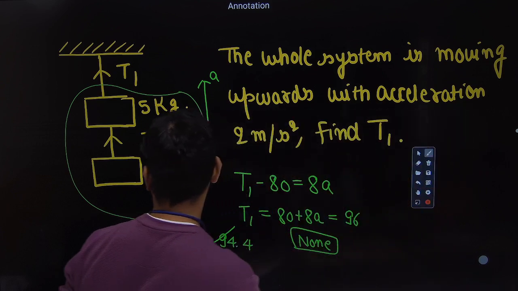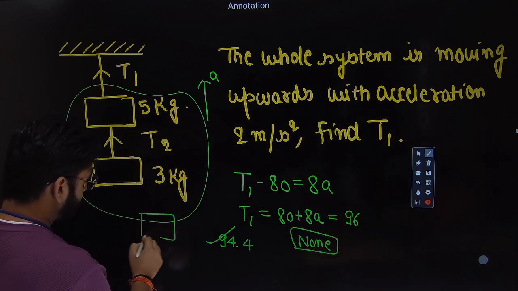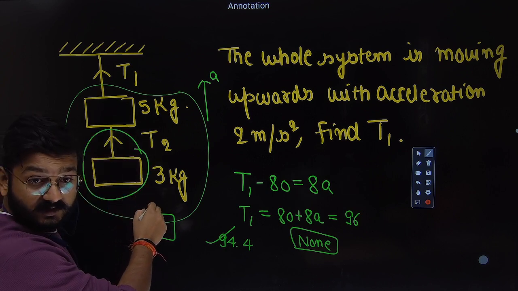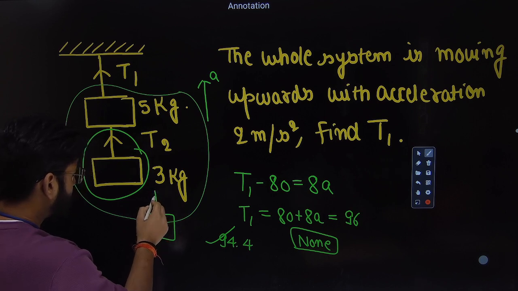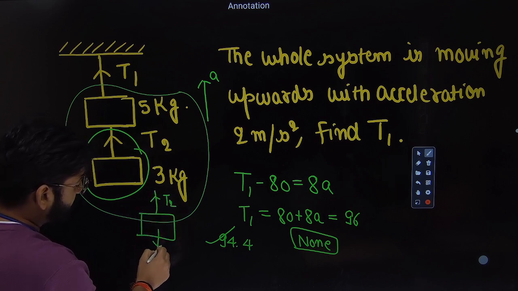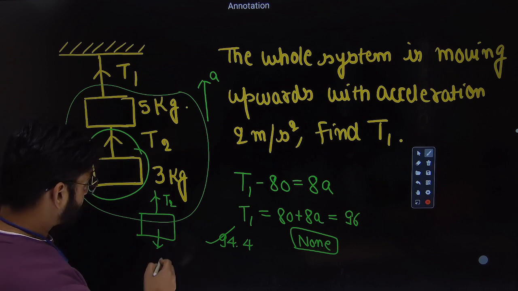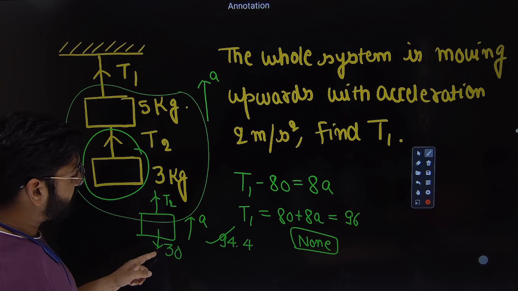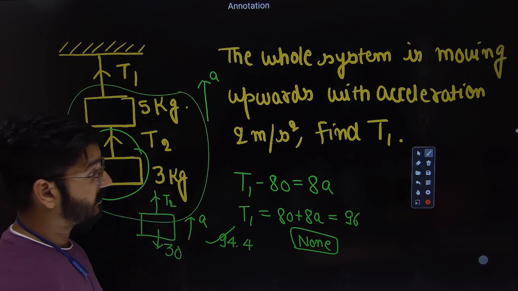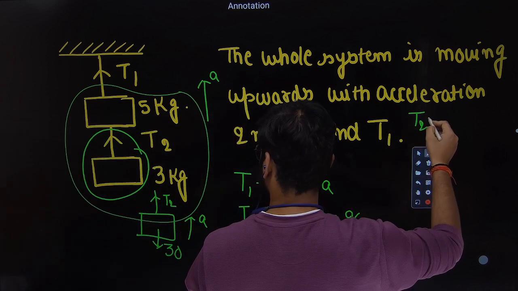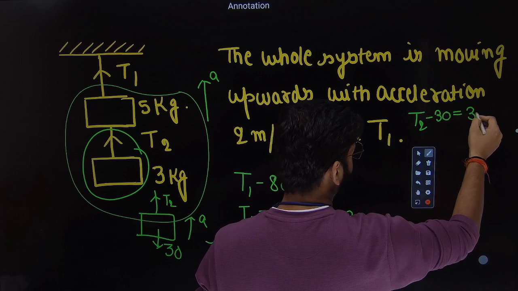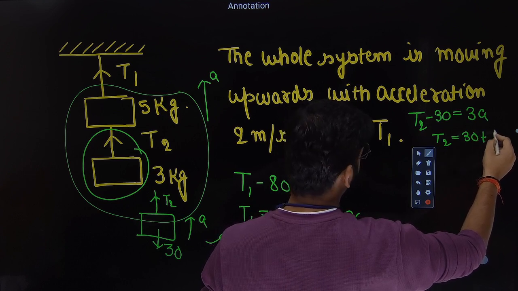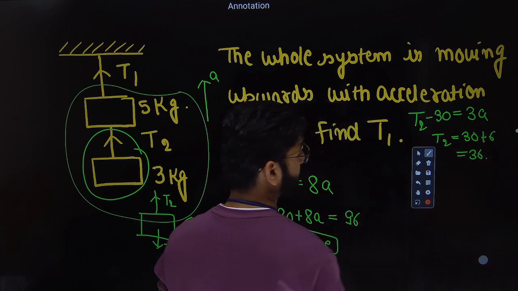Now the value of T2, okay, see here. If they ask you the value of T2, we will draw the free body diagram of what? 3 kg. We'll draw the free body diagram of 3 kg. So what is the force acting in the downward direction? 30. Acceleration, so T2 minus 30 will be equal to 3 into A. So T2 will be 30 plus, what is acceleration? 2, right? So 36.